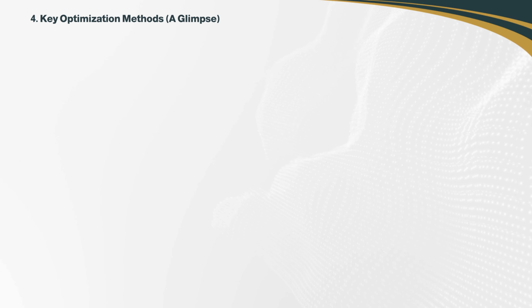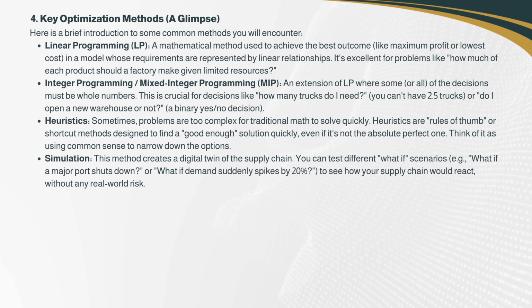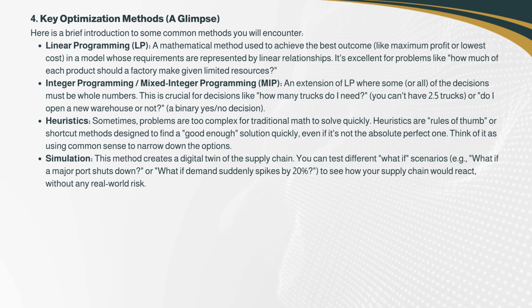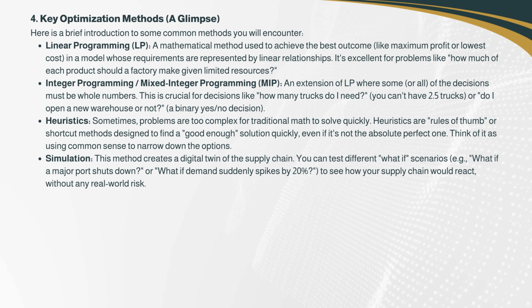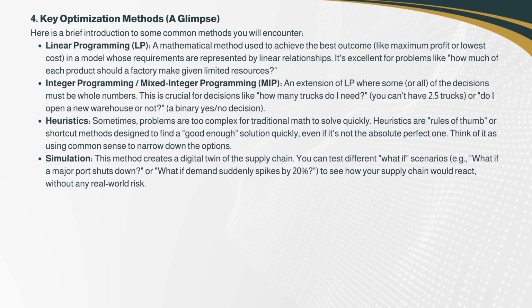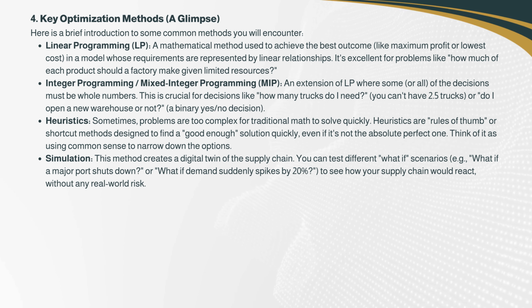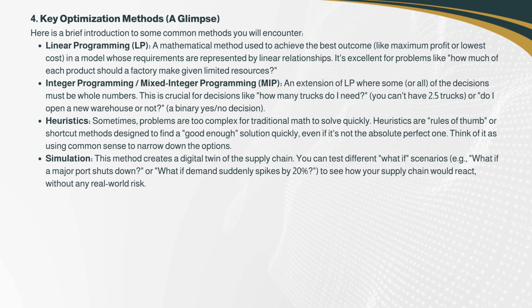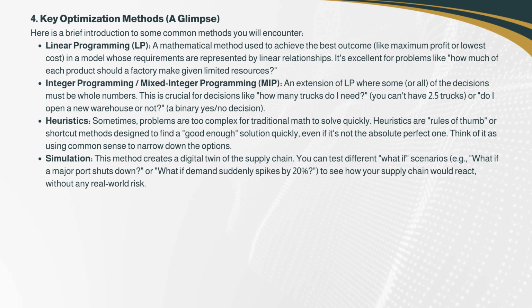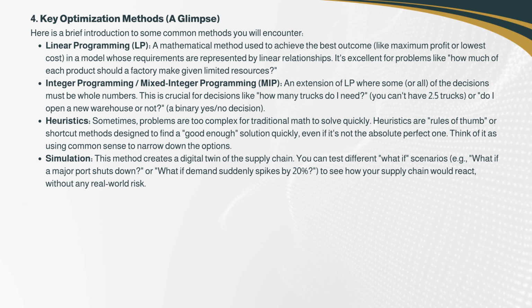4. Key optimization methods, a glimpse. Here is a brief introduction to some common methods you will encounter. Linear programming, LP, a mathematical method used to achieve the best outcome, like maximum profit or lowest cost, in a model whose requirements are represented by linear relationships. It's excellent for problems like, how much of each product should a factory make given limited resources?